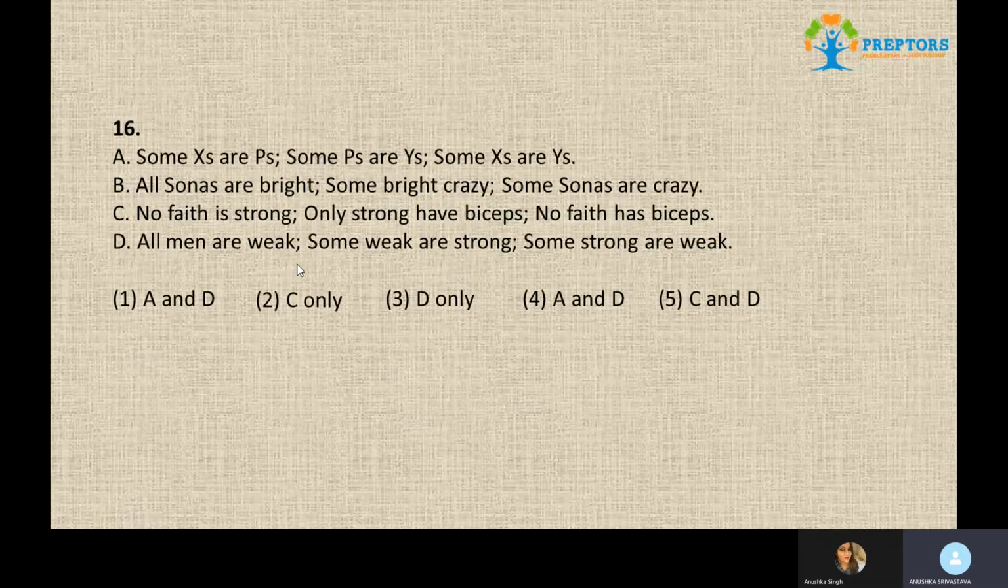Likewise for B, likewise for C, and likewise for D. Now, if I draw some x's are p's and some p's are y's, I would know that there are 2 conditions and 2 possibilities for y's. In one possibility, x and y follow, but in the other possibility, x and y do not follow. So, A is not my conclusion.